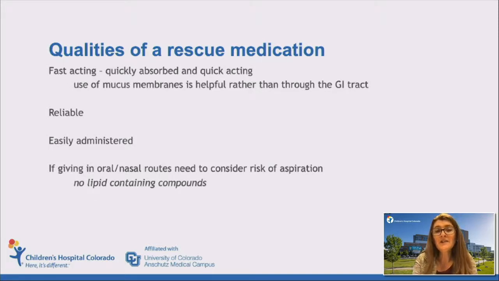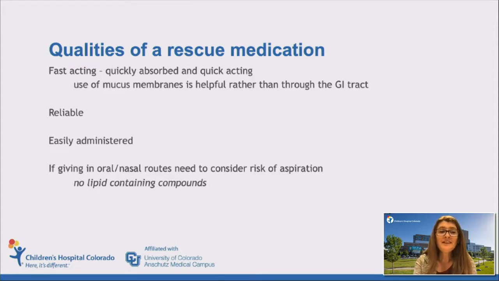What are the qualities of a rescue medication that we look for? Most importantly, it needs to be fast acting. So it needs to be quickly absorbed and act quickly. We often use the mucous membranes to absorb that medication quickly, because it's actually faster than absorbing something through our GI tract. And that's why we see so many rescue medicines that are given either intranasally or rectally, because we can use those mucous membranes so that we absorb the medication quickly. The medication has to work reliably. So we want it to work every time we use it. 100% is our goal. We may not always achieve that.